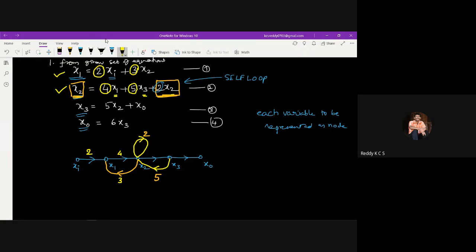Next, coming to the third equation, which is x3 equal to 5 times x2 plus x0. In the sense, here is x2, and from x2, x3 is obtained. So x3 is the algebraic sum of 2 signals: one is the x2 signal and the other is the x0 signal. From these 2 nodes we get the branch gains, 5 from x2, and for x0 nothing is there, which means we can take it as 1.